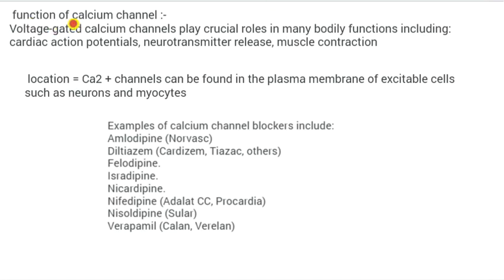So we are coming into the calcium channel. What is the function of calcium channel? Calcium channels play crucial roles in maintaining the cardiac action potential and neurotransmitter release. An example for neurotransmitter is acetylcholine. Then muscle contraction is also important. If there is no calcium, the muscle will not contract properly.